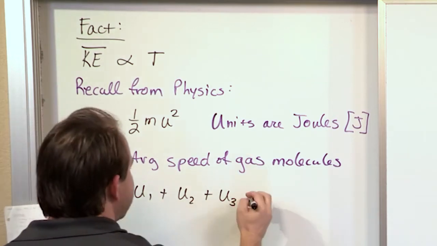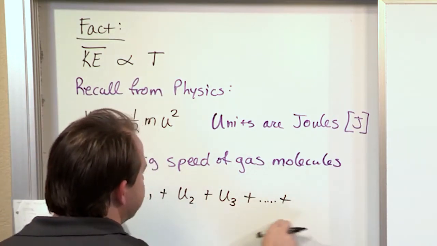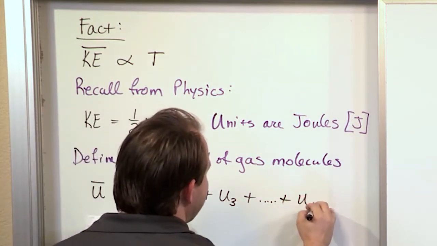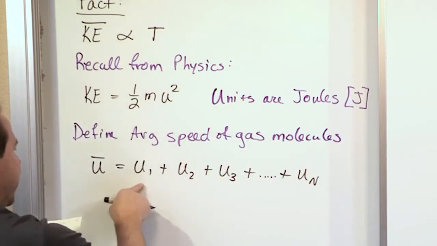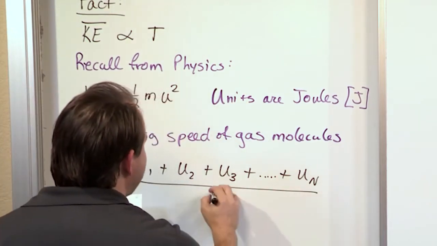These are all different molecules. And then you have, I don't know, 16 billion more molecules to add up. So we have capital N number of them. So you add all of them up. It's like averaging grades, right? And then you divide by capital N.